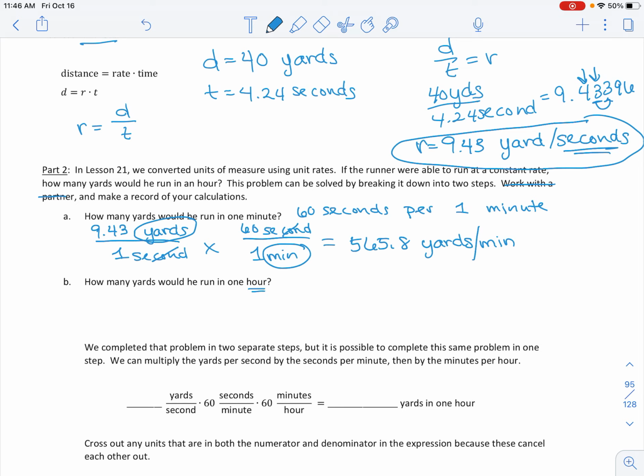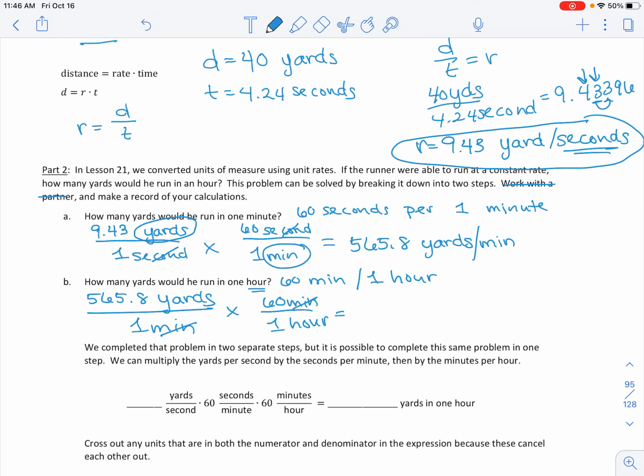But we want to know per hour. Remember, there's 60 minutes in 1 hour. So we take our yards per minute and multiply that by 60 minutes per 1 hour. Again, my minutes cancel because one's in the numerator, one's in the denominator. 565.8 times 60 is 33,948, and we're left with yards per hour. So that's our final answer.